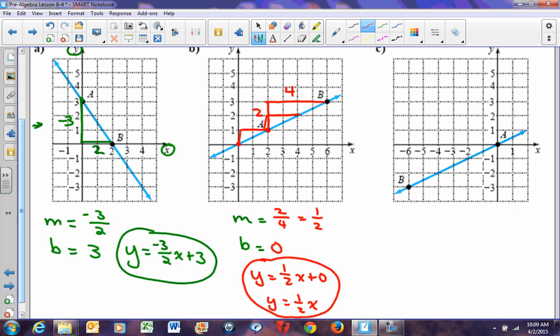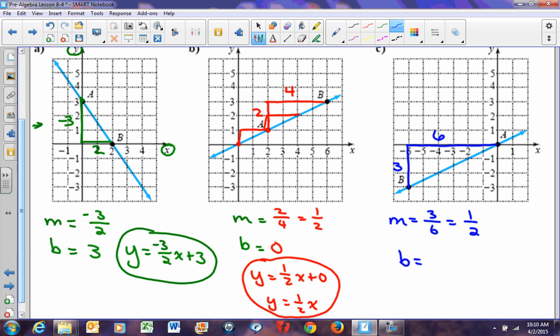The last one over here, if I read from left to right, I start at B. I'm going to start at letter B, and I'm going to go up to letter A. So I'm going to go up 1, 2, 3 units, and I'm going to go over 1, 2, 3, 4, 5, 6 units. So up 3 over 6. So my slope is 3 over 6, which reduces to 1 over 2. Always reduce slope to lowest terms, never change it to a mixed number.